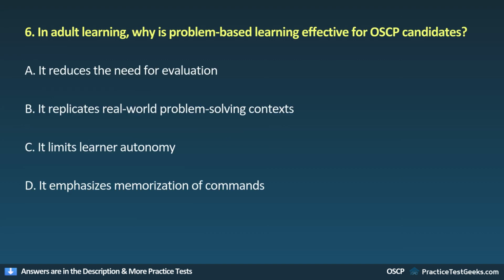6. In adult learning, why is problem-based learning effective for OSCP candidates? A. It reduces the need for evaluation. B. It replicates real-world problem-solving contexts. C. It limits learner autonomy. D. It emphasizes memorization of commands.